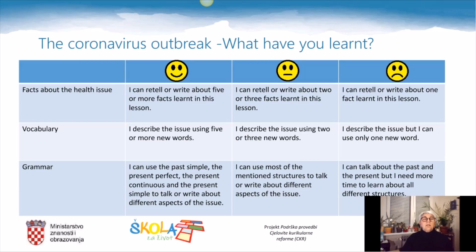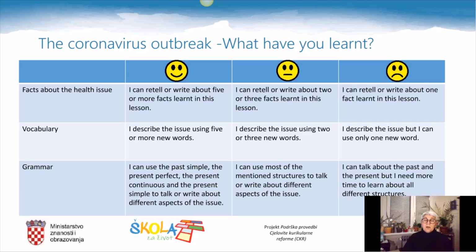This rubric will help you focus on 3 important things. The facts, and you will tell or write 5 or more facts. You will try for 5 or more. You will try to remember all the words that you have learned and to check that there are at least 5 new words. And you will be careful about your grammar, especially your tenses.